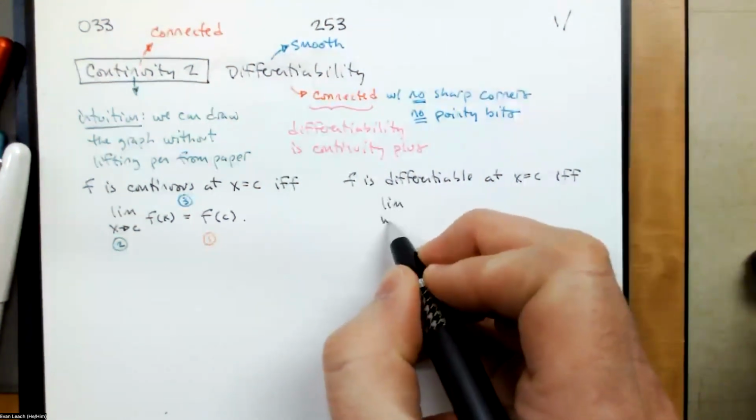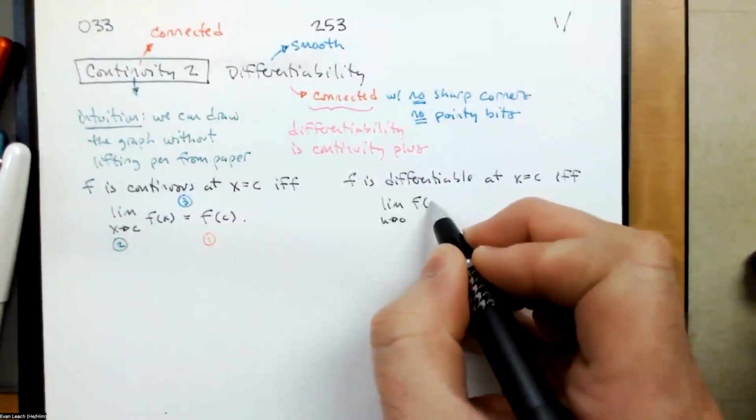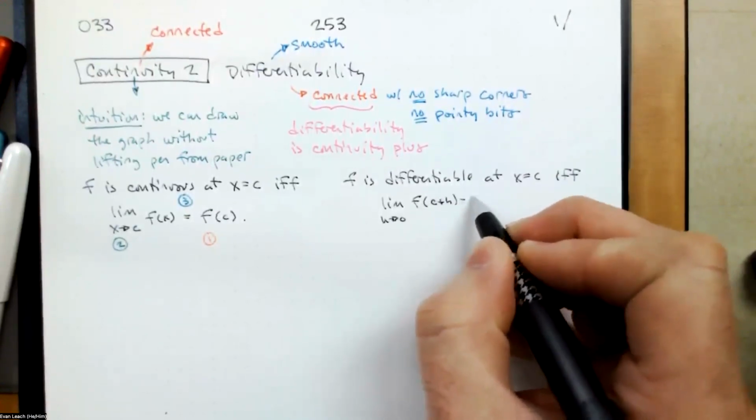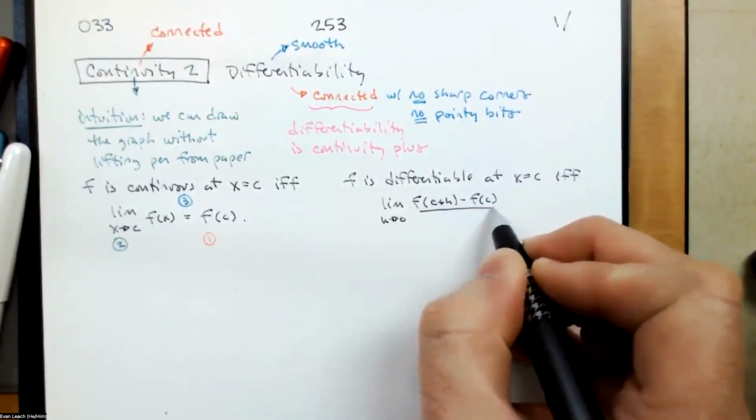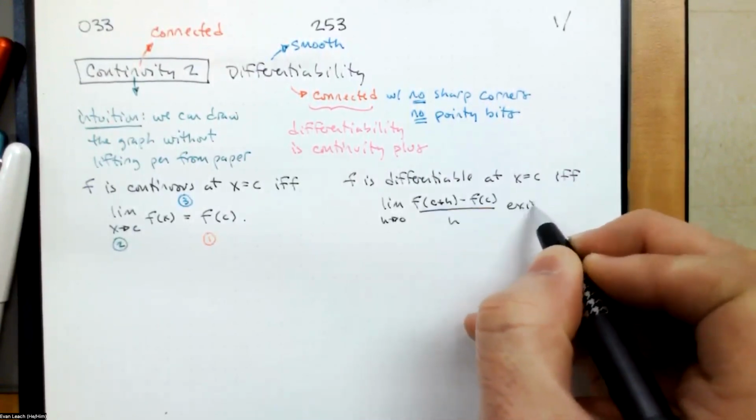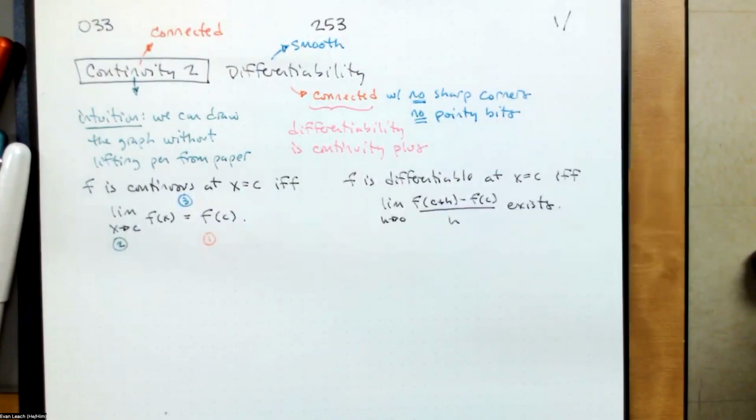the limit as h goes to 0 of f of c plus h minus f of c, all over h, exists. That is, a function is differentiable at a point means that we can find the derivative of the function at that point.